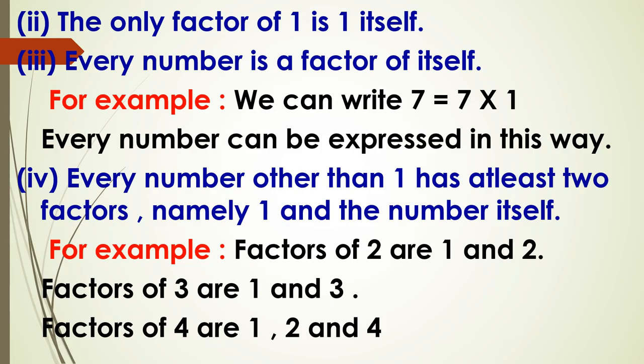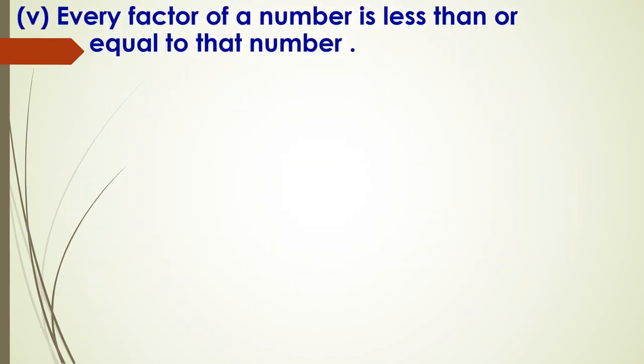Now, fifth point is, every factor of a number is less than or equal to that number. Every factor of a number. We are finding the factor of whatever number, whatever factors are there, all the factors are either less than or equal to that number. They are not greater than.